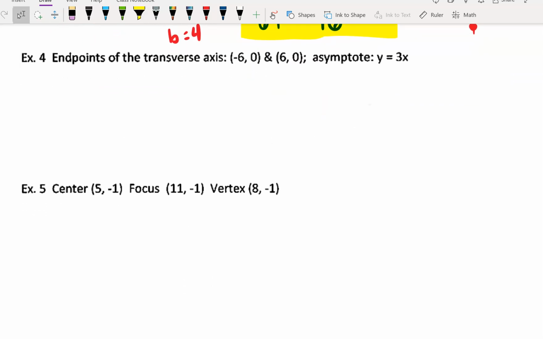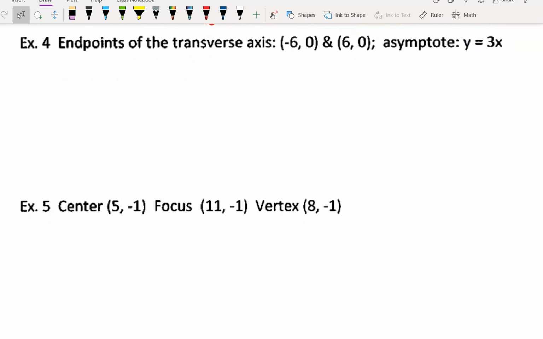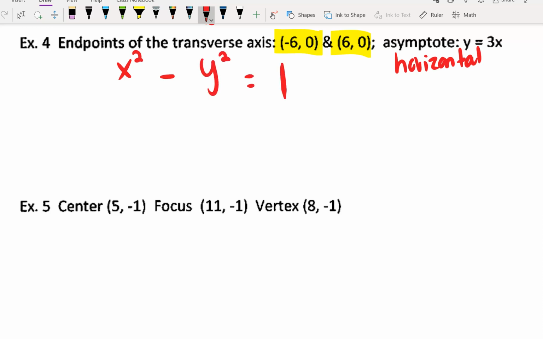Why don't you guys try this next one on your own, because it's similar to the previous one, and then obviously if you don't know how to do it, you can wait and watch me do this problem. All right, so we see that the endpoints of the transverse axis are on the x-axis. These points are on the x-axis, which means this is going to be horizontal, which means it's going to have x squared first and y squared second. All right, and then we've got an asymptote at y equals 3x.